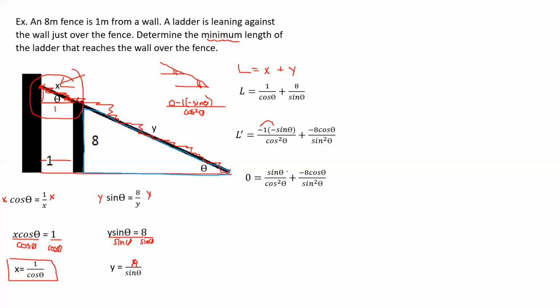And then what? Perhaps we should bring that 8 cos theta over sine squared theta. Bring that over here. And I think I'd be tempted to multiply both sides by sine squared cos squared. And the reason I would do that is to clear out both denominators at the same time. Let's divide by sine squared cos squared and sine squared cos squared.